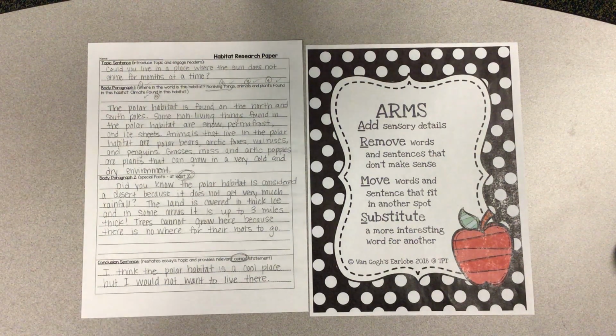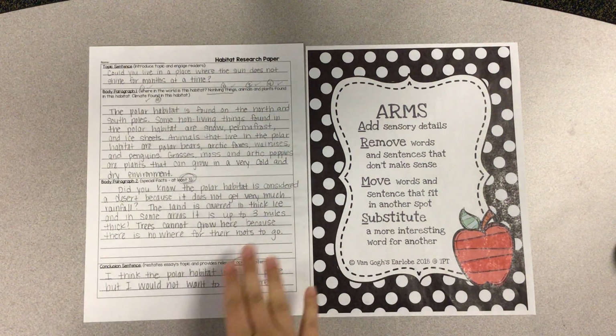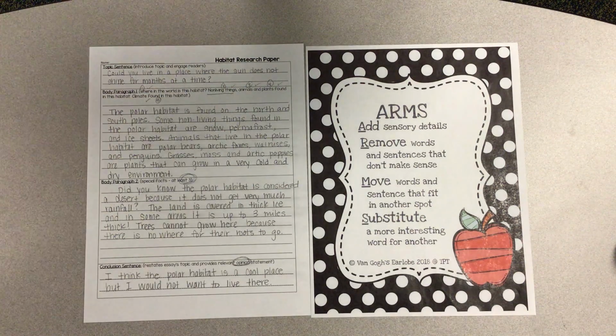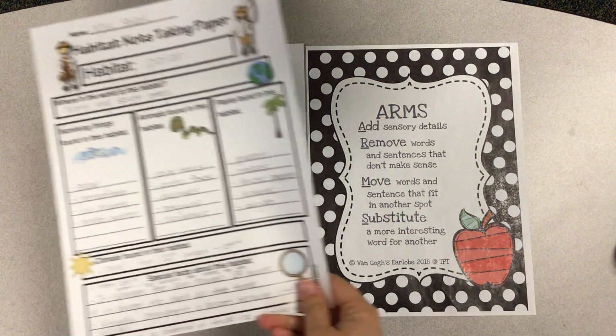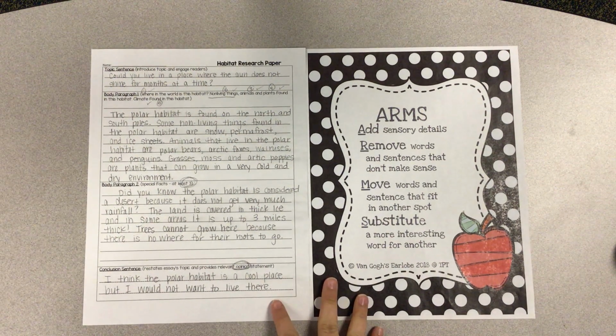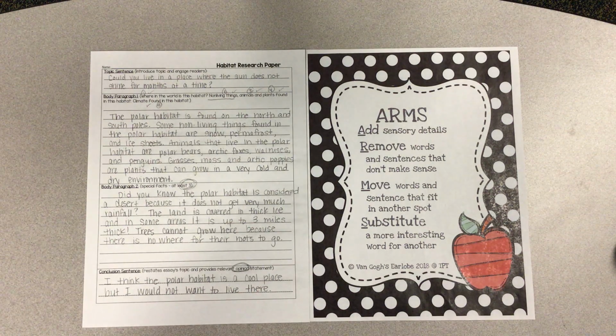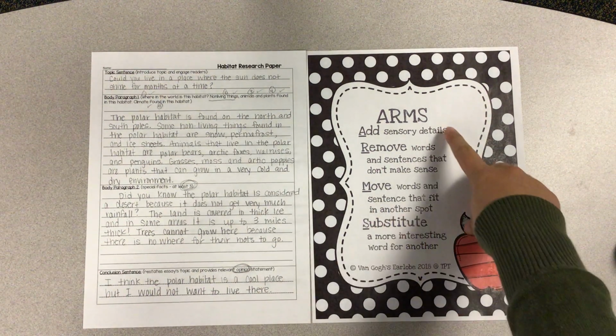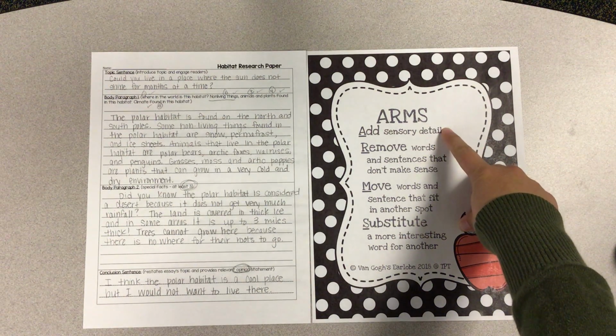Yesterday we worked our way through writing our rough draft from our research note-taking brainstorm page. And so now we've got complete sentences and we're ready to go on to the next stage of writing, which is revising and then editing. So remember that we use ARMS to help us with our revisions.